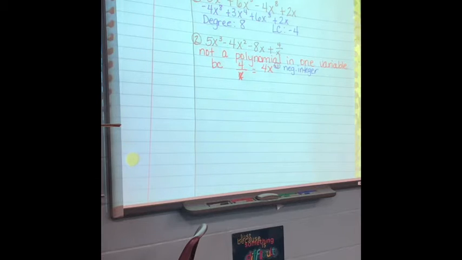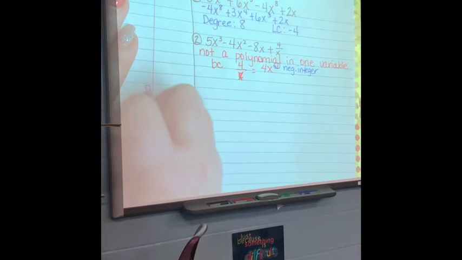Everybody good there? That was from the last lesson or lesson before last, right? What a polynomial was anyway. All right, so now we lead into the polynomial functions.